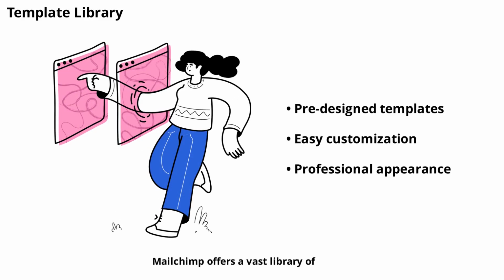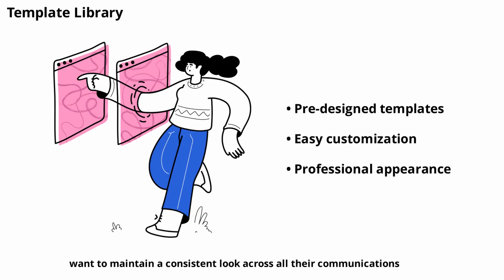Mailchimp offers a vast library of pre-designed templates for various types of emails, from newsletters to promotional offers. These templates are customizable, allowing businesses to add their branding and tailor the content to their needs. Using templates saves time and ensures a professional appearance, even for those with limited design skills. This feature is especially useful for small businesses that want to maintain a consistent look across all their communications.